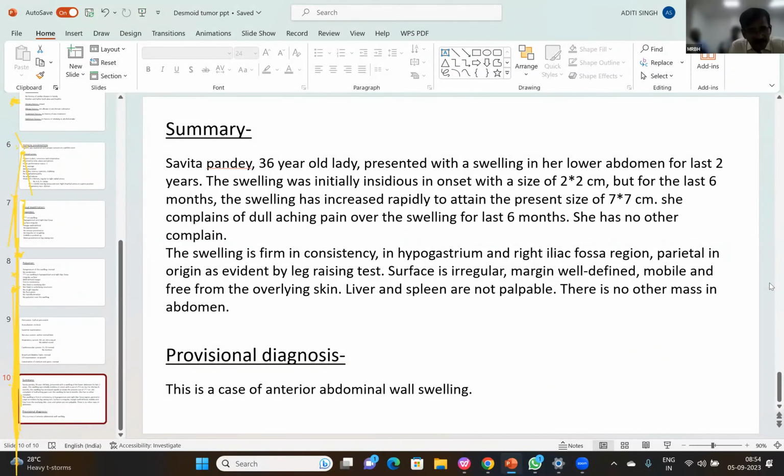Why does this patient need close follow-up? Because of the high recurrence rate of this tumor. Yes, there is a high initial local recurrence. So what will be the frequency of follow-up?